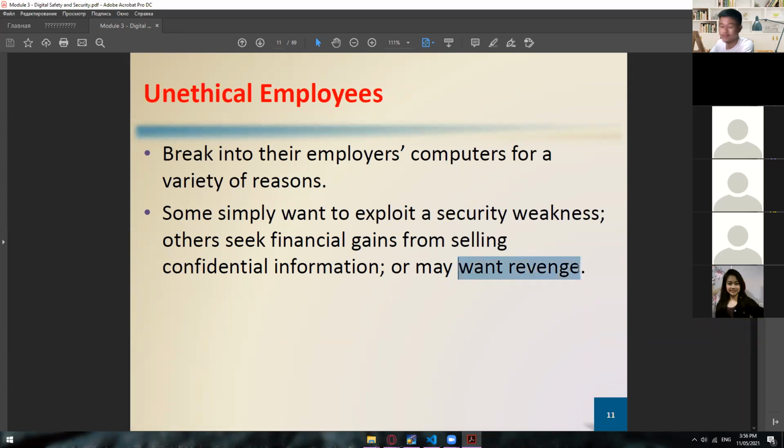Maybe because they hated their boss, or they just simply want to earn more money by sharing the personal or confidential information of their company with other companies. Or they just simply want to exploit the security weakness of their company. Okay, so those are unethical employees.